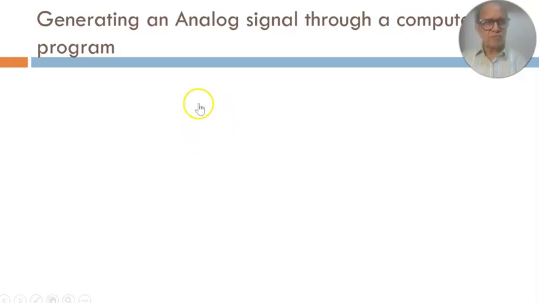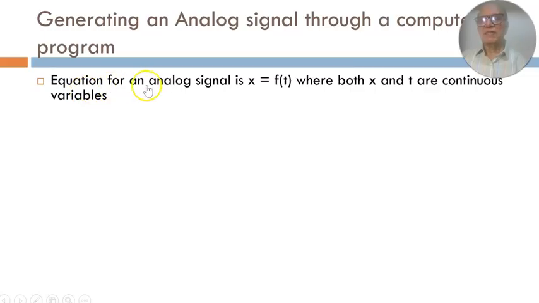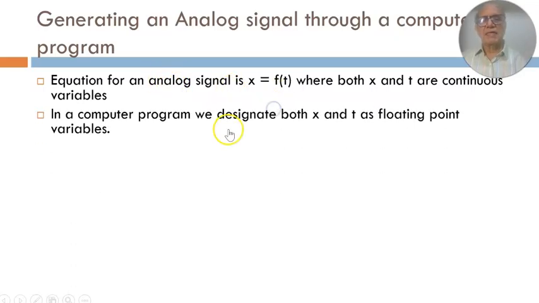But before we look at the program, we would like to study the techniques first. So let us look at them. Note that for any signal, the general equation is x is equal to a function of t. In this session, this function is going to be a sine wave. However, these remarks are quite general for any analog signal. Now, both x and t are continuous variables. So the question is, how do you declare these variables in your MATLAB program? The answer is that we designate both x and t as floating point variables.